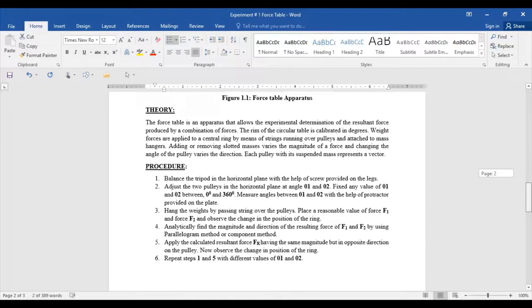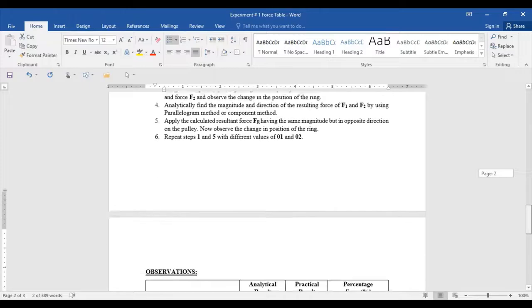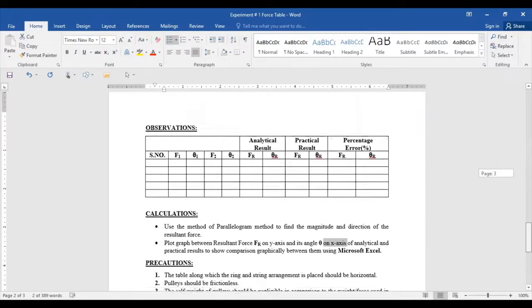You can see here is the theory, there is the procedure here, and this is the observation table. So you have to take three values over here. You will write down the F1 value, theta 1 value, F2 value, theta 2 value. These are the values you have taken yourself. And what are the analytical results? You have to calculate them by applying the parallelogram method, which you have done in the theory, to find the resultant of the two forces.